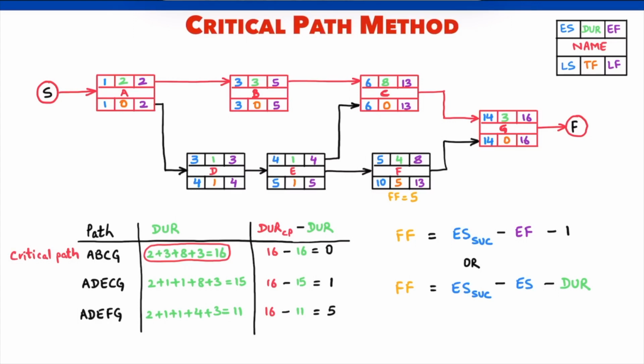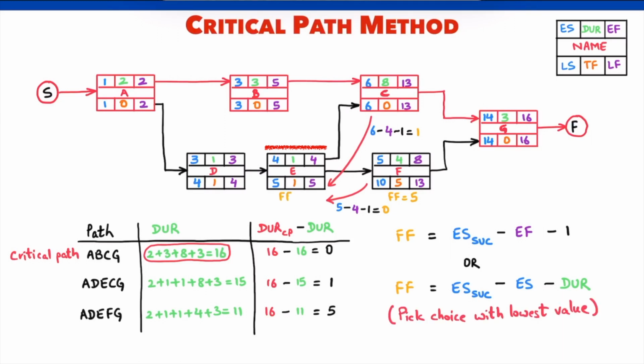Next, we will find the free float of activity E. E has two successor activities, activity F and activity C. Considering only F, free float of E is the early start of F minus the early finish of E minus 1. Free float is 0. Similarly, if we consider only activity C, free float of E is 1. We always pick the number with the lowest value. 0 is the free float of activity E. Similarly, we can find the free float of remaining activities. G, being the last activity, will have a free float of 0.